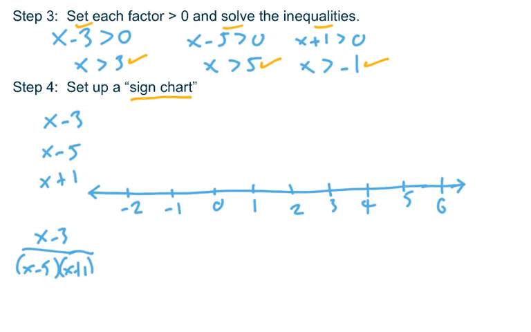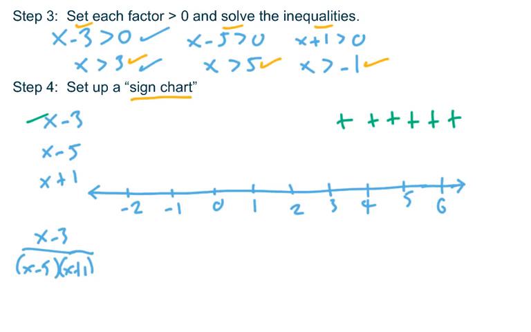And when we solve the inequality x minus 3 is greater than 0, we're really asking ourselves the question, when is x minus 3 positive? And so the result is that whenever you pick a value of x that's to the right of 3, that factor is positive. I'm going to indicate that by looking to the right of x minus 3, and for all values greater than 3, I'm just going to put little plus signs. That indicates that for any of these values of x to the right of 3, the factor x minus 3 will be positive.